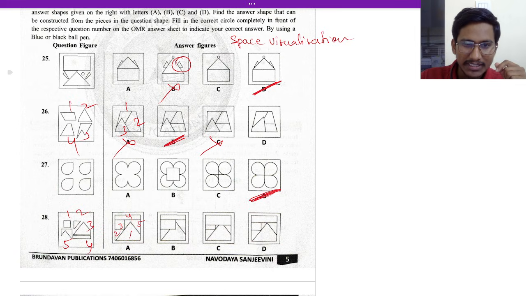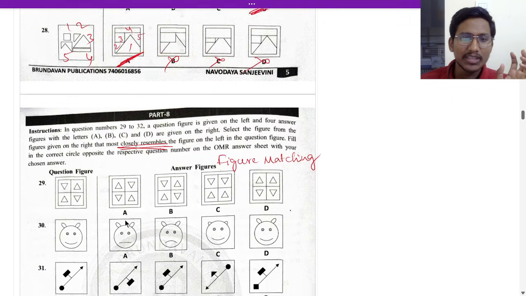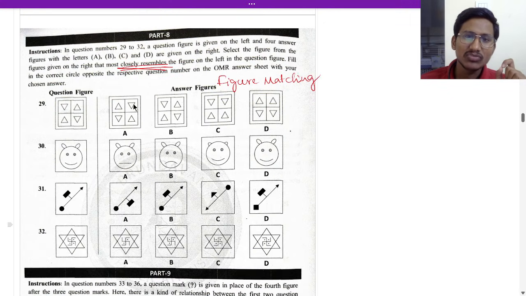Okay. So that is why the answer will come option A is the correct. Okay. So not B, not C, and not D. You can easily find it out. Okay, good. Now part 8, what is it? This is figure matching. Same figure we have to find it.